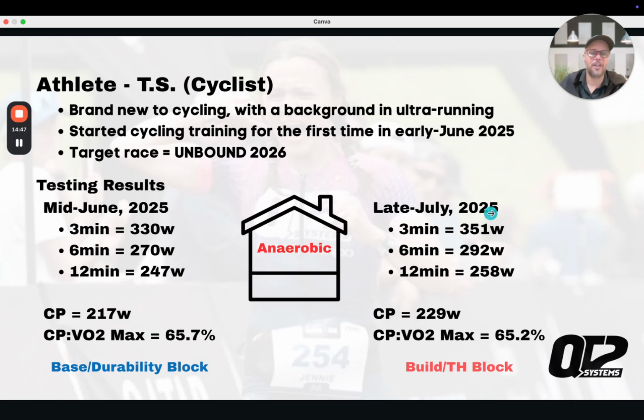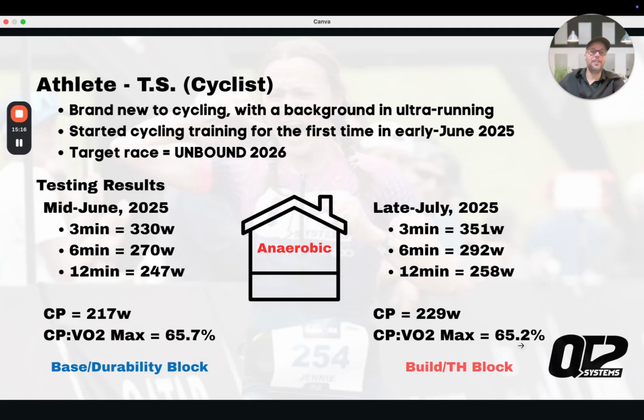Then, in late July, after 10 weeks of base durability work, I think it was 10 weeks, he did another test. 3 minute at 351, so a 21 watt growth there. 6 minute of 292, 22 watt growth, and then a 12 minute of 258, 11 watt growth for a new critical power of 229 watts and a critical power to VO2 max ratio of 65.2.